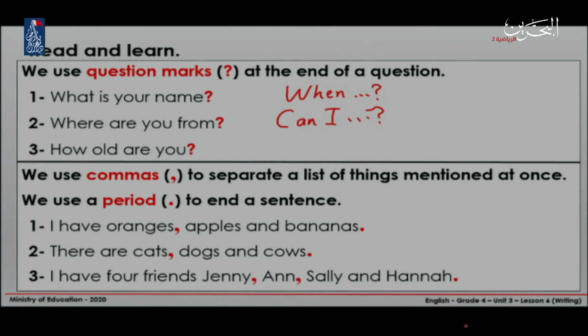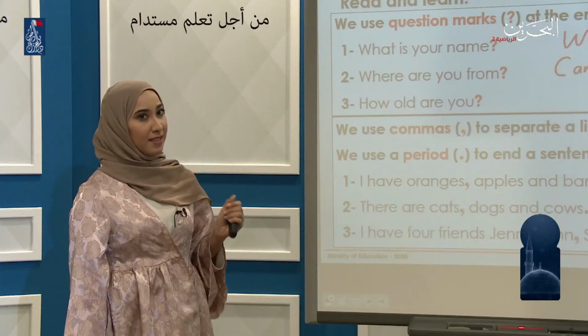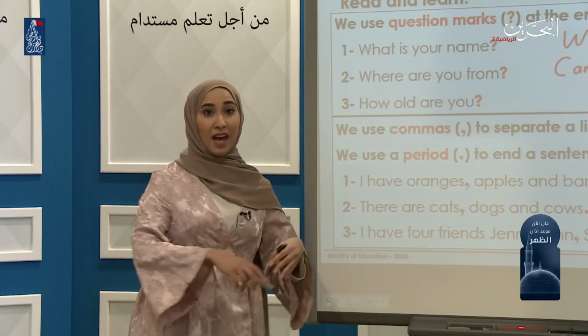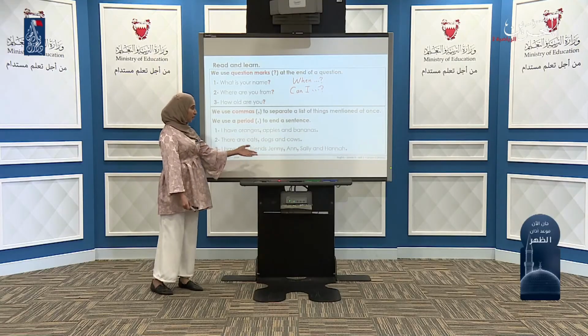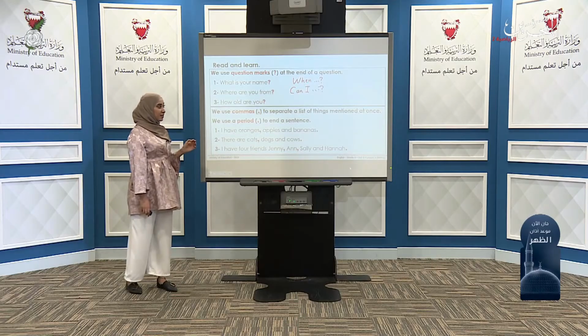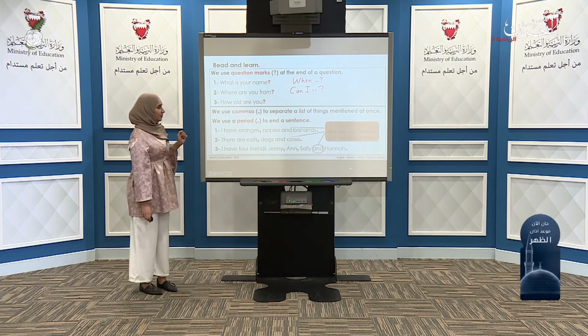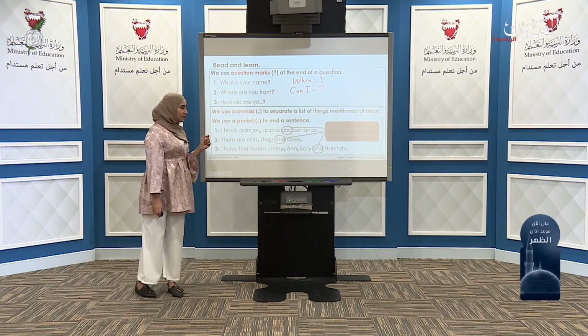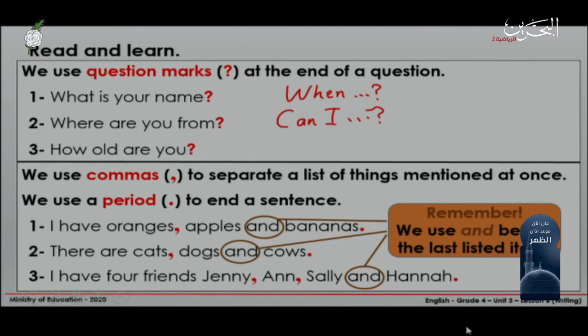Let's see number 3. I have 4 friends, Jenny, Anne, Sally, and Hannah. So here, because we have more items, we've used more commas. Now, what can you notice about the use of and? We use and before the last item listed. So here we have oranges, apples, and bananas. Bananas is the last item, so we use and before it.